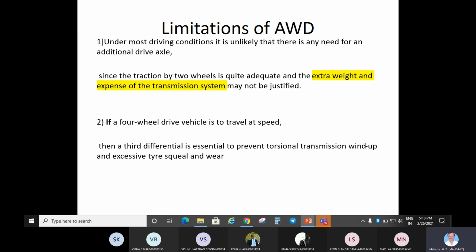There may be a necessity to add one more differential at times, in order to prevent torsional transmission wind-up and excessive tire squeal and wear. That will add further to the cost and weight. Not in all cases, but in some extraordinary cases like high performance vehicles, in order to minimize the torsional vibrations that may otherwise be caused at the two axles, a third differential may have to be provided soon after the transfer case or box.